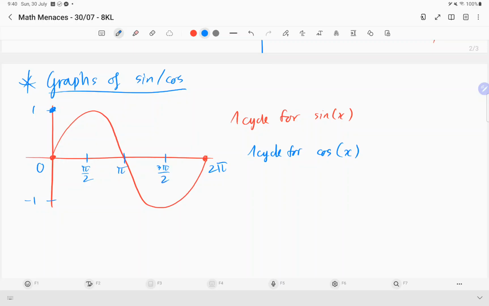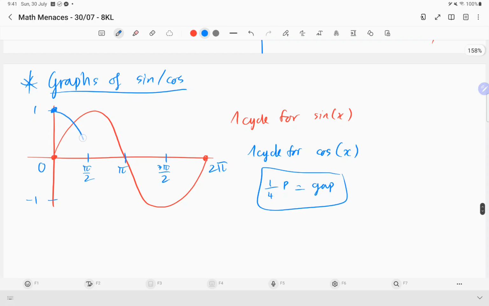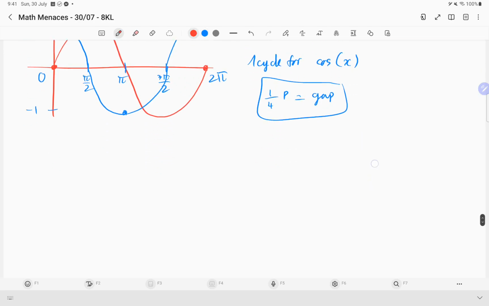That's right. So if you notice, remember the idea of a quarter period? A quarter period is the gap between each of the main points, right? That's a quarter period. So now we can draw the cos graph, goes from here to here and then down a little bit and then come back up and then finish up top here. Okay, so that's a cos graph.